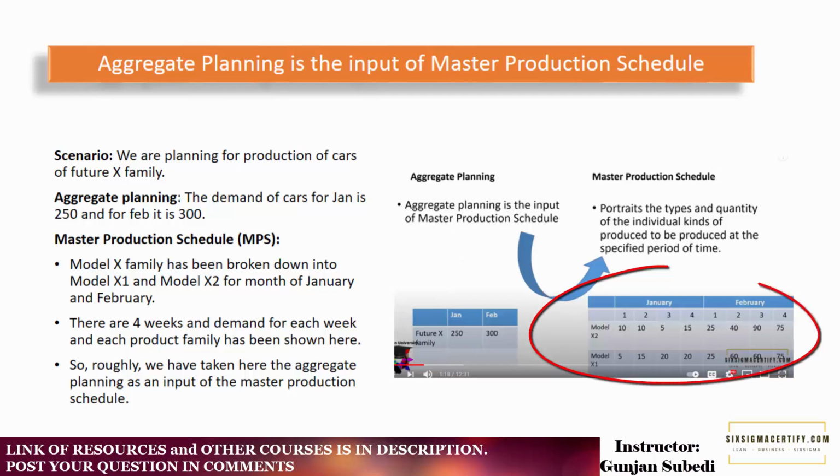For example, here the model X family has been broken down into model X1 and model X2 for the months of January and February. There are 4 weeks, and the demand for each week and each product family has been shown here. So roughly, we have taken the aggregate plan as an input of the master production schedule.